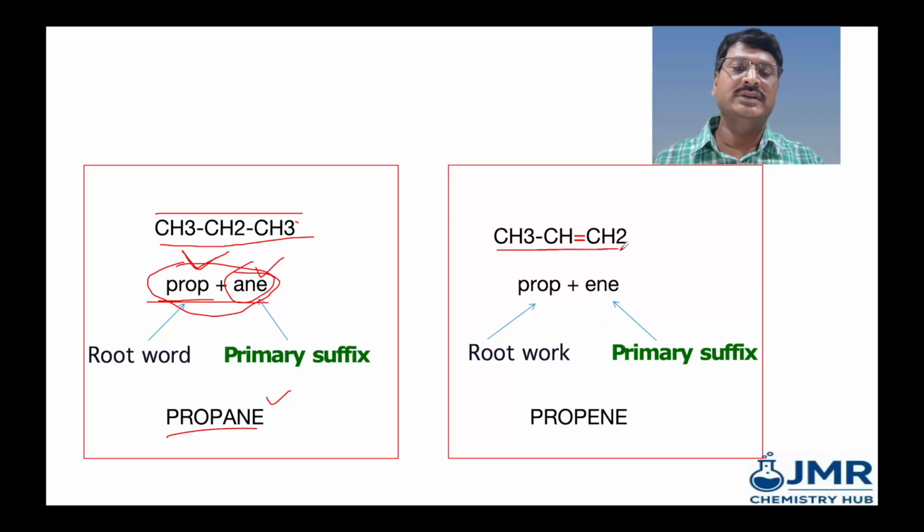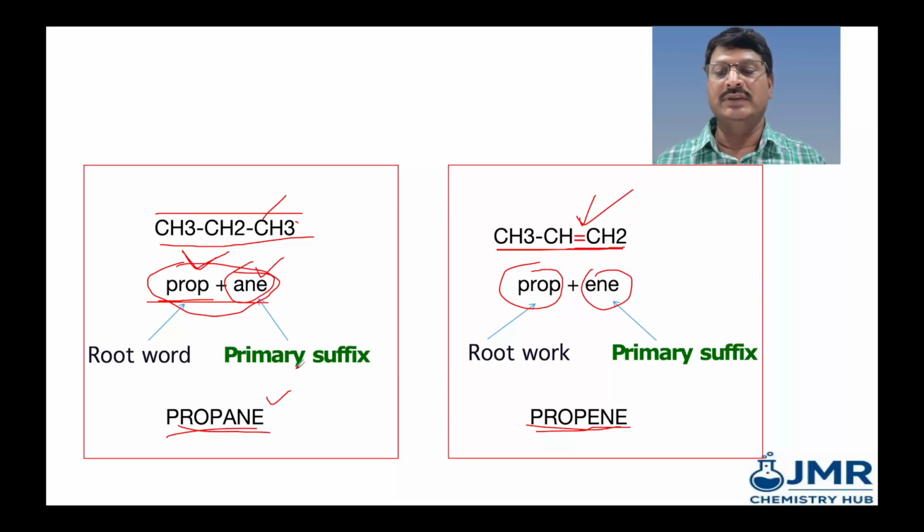Similarly, let us come to this example: CH3, CH, CH2. The number of carbons in the longest chain is 3. That's why the root word is prop, and it contains unsaturation, a double bond. The double bond suffix word is "ene." That's why it is written as propene. The saturated compound is propane, and the double bond compound is propene. So by the combination of the root word and suffix, you get the name of the compound.